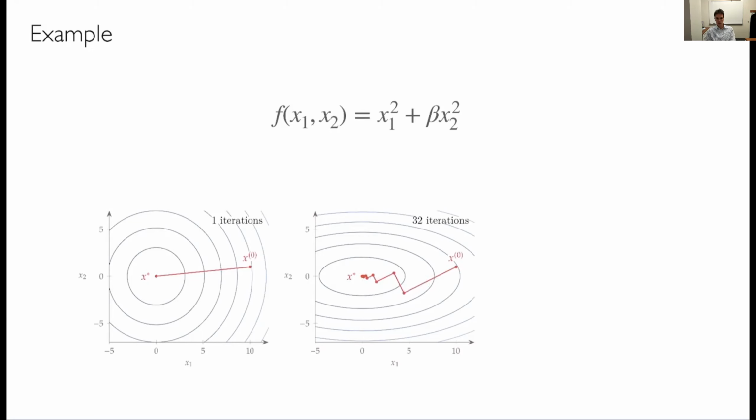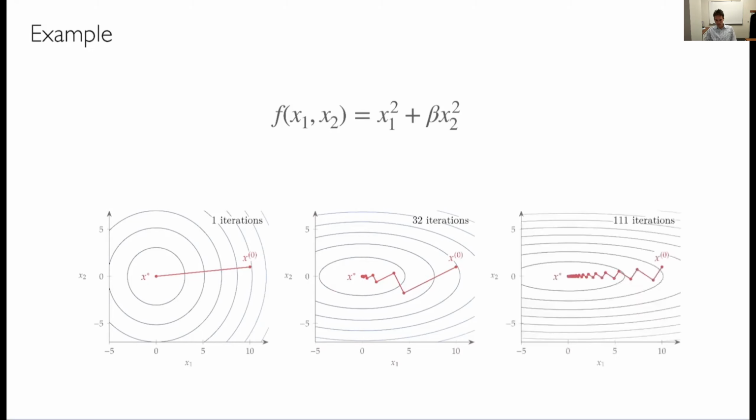Let's make beta even bigger. You can see these become more stretched. And now it takes 111 iterations. And you might notice this pattern that we're starting to zigzag a lot.